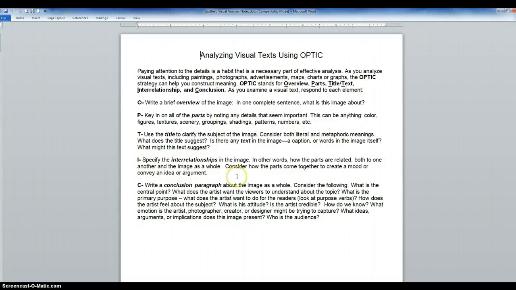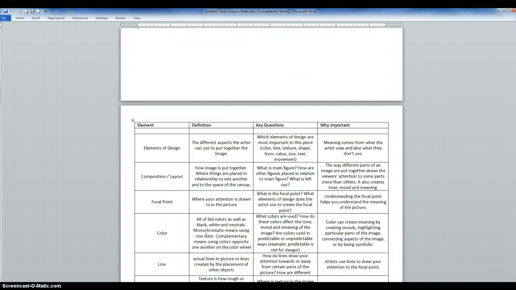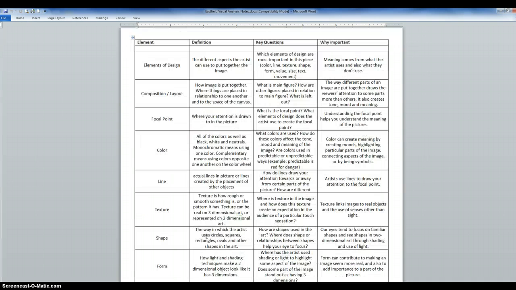I is interrelationships between the parts. How are they related? How do they connect as a whole? And the C would be a conclusion, and that's where you look at the questions of rhetoric. What's the writer's, or in this case, the artist's purpose? What does he want us to understand about the topic? What is his attitude? Do we trust him? Is he credible?